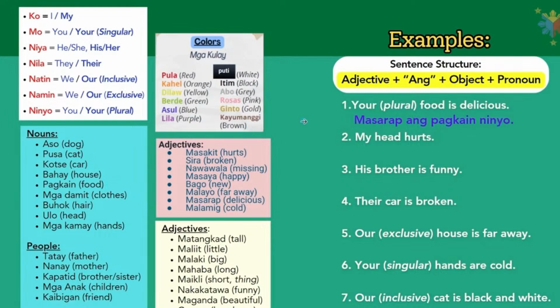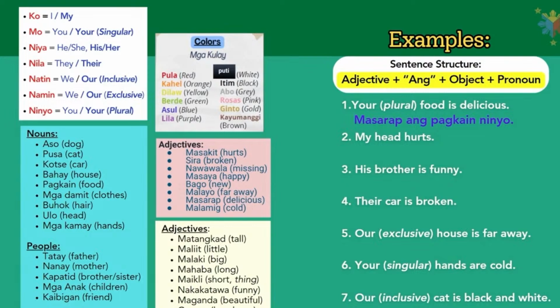And then it's the pronoun ninyo, plural. Your food is delicious. Masarap ang pagkain ninyo. So do you see how we just plugged everything into the sentence structure here? It's a matter of knowing these vocabulary terms and then just putting it into the sentence structure.